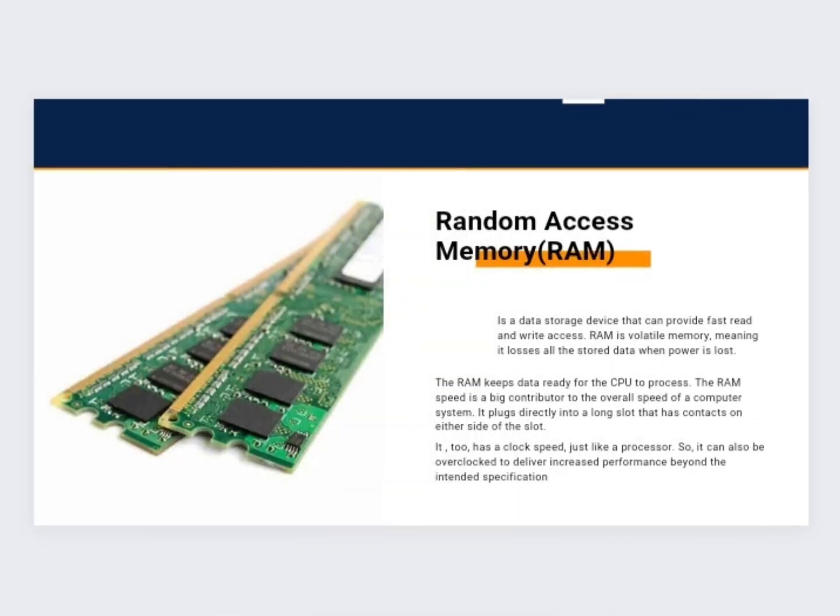Random Access Memory or RAM. This is a data storage device that can provide fast read and write access. RAM is volatile memory, meaning it loses all the stored data when power is lost. The RAM keeps data ready for the CPU to process. The RAM speed is a big contributor to the overall speed of a computer system.